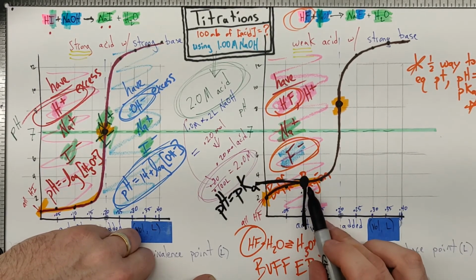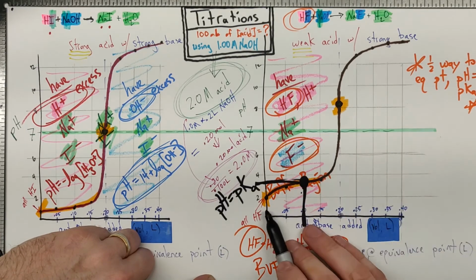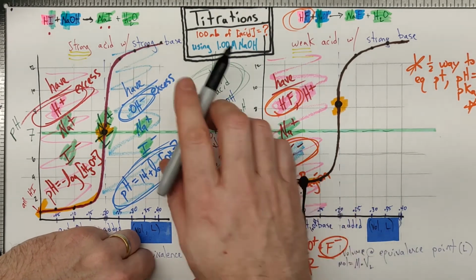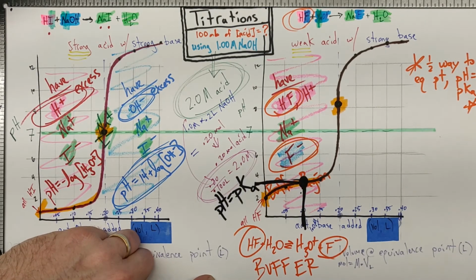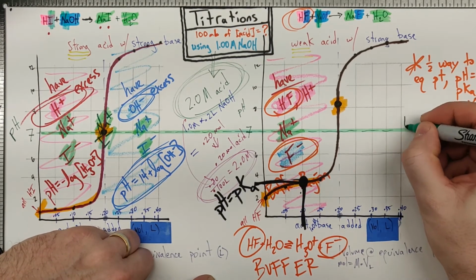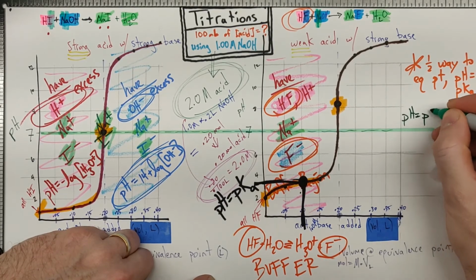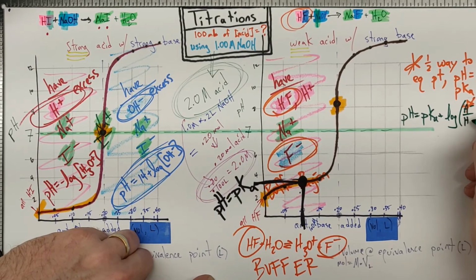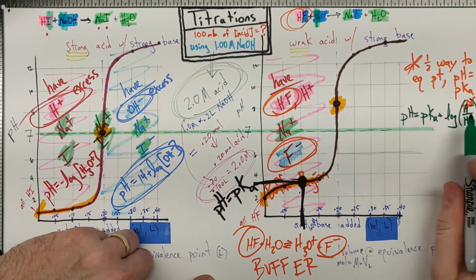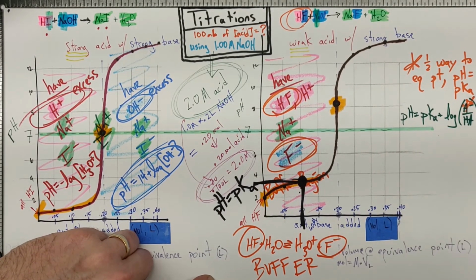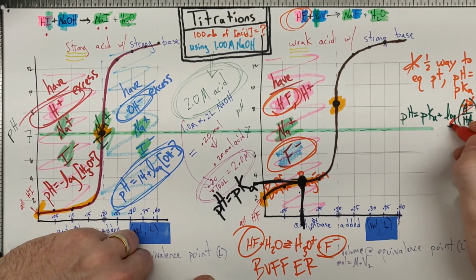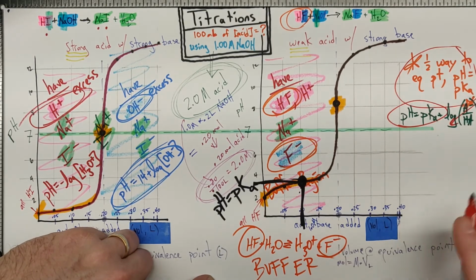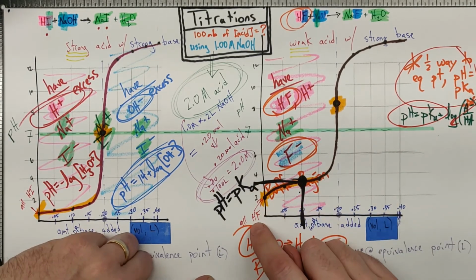And the reason for that is, halfway to the equivalence point, half of our acid has been used and turned into base. So our Henderson-Hasselbalch equation, pH is pKa plus the log of A minus over HA, turns into this: if you have A minus and HA the same, that whole term drops out, and you get pH is equal to pKa, halfway to the equivalence point.